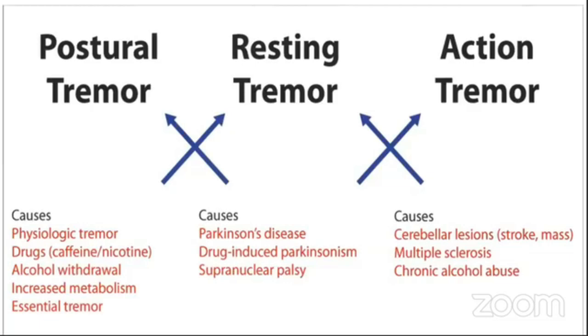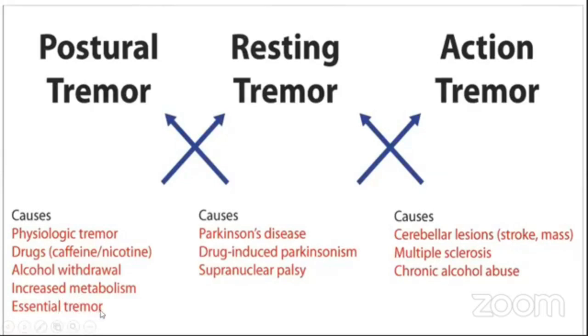When the tremor occurs at the beginning of the movement or at the outstretched hand but not at the wrist, it is called postural tremor. The most common cause of postural tremor is the physiological tremor, drug induced tremor like caffeine and nicotine induced, if alcohol is withdrawn, increased metabolism due to any cause, and the most common postural tremor is the essential tremor.